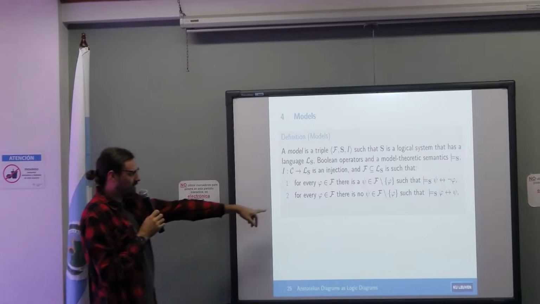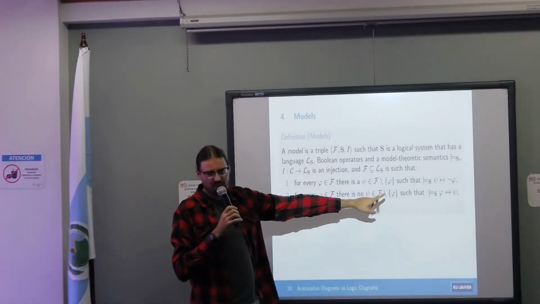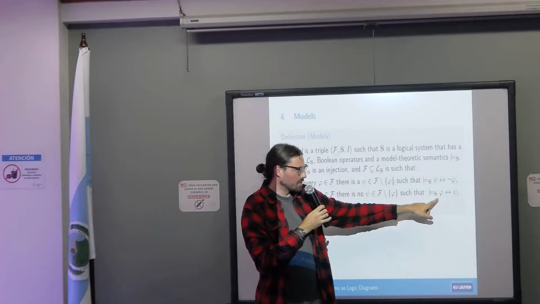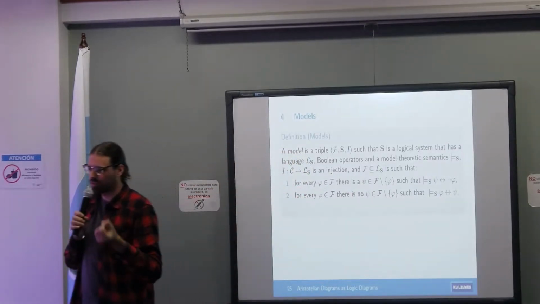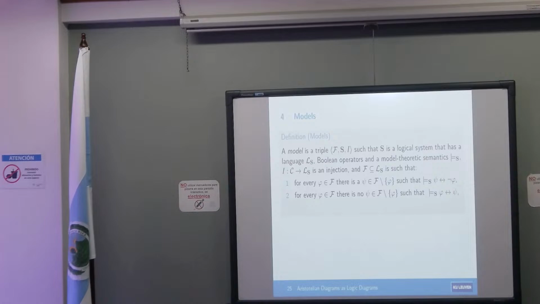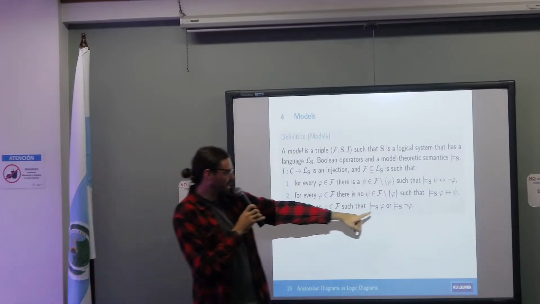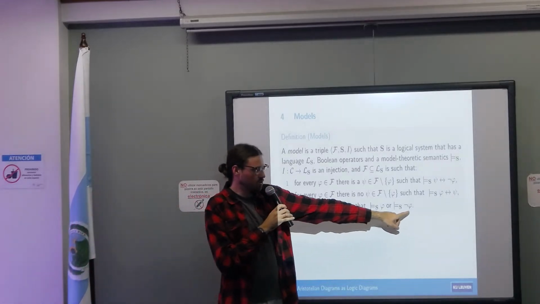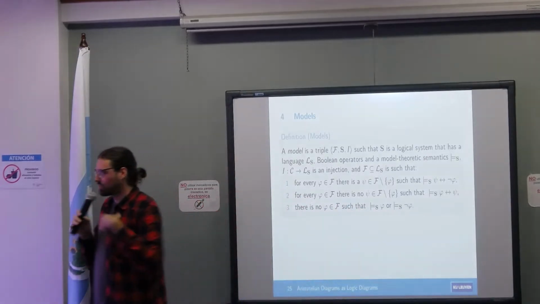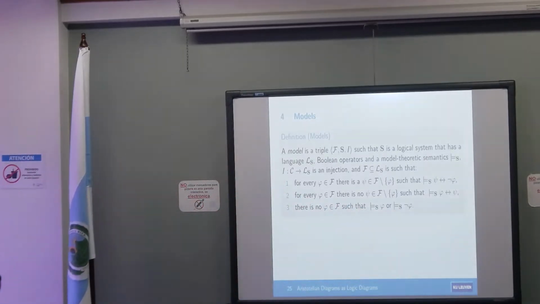Secondly, for every phi in the fragment, there is not a different psi such that this psi is equivalent to the original phi. So our fragment does not contain any formulas that are equivalent to each other. And finally, there is no phi in the fragment that is a tautology or a contradiction. Right? There's no phi that is valid on itself or whose negation is valid. These are some requirements that we often see in the study of logical geometry, but also that almost all of the diagrams, at least almost all of the diagrams for classical logics satisfy.